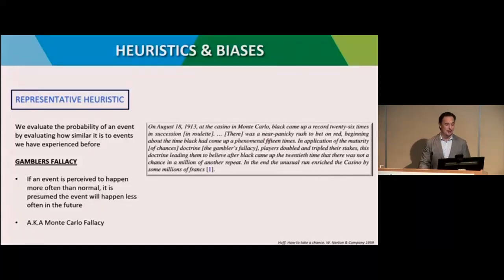You might have also heard this called the Monte Carlo fallacy. And that was named for an event that happened in the early 1900s at a casino in Monte Carlo where black came up 26 times in succession in roulette.